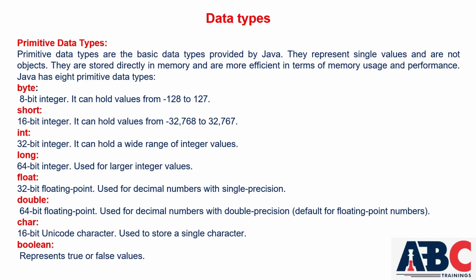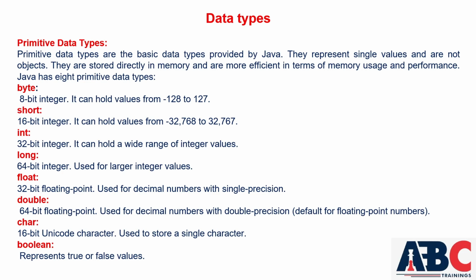Then the data types. Primitive data types. The primitive data types are the basic data types provided by Java, which represent single values and not objects. They can be stored directly in memory and are more efficient in terms of memory usage and performance. Java has 8 primitive data types.